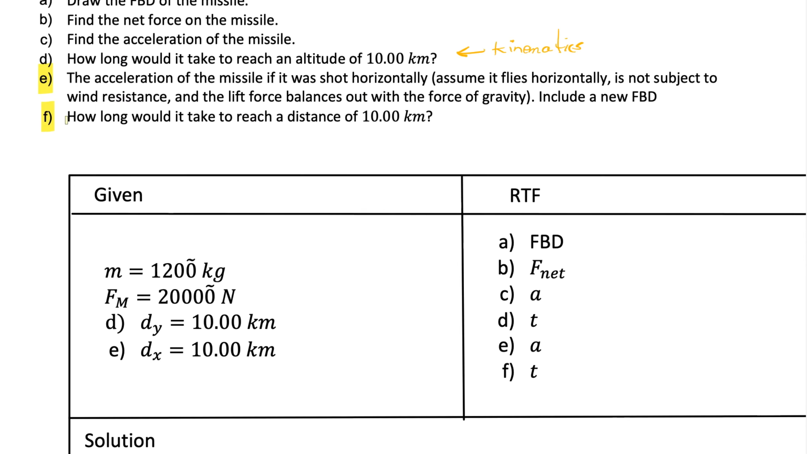In part E and F, the dynamics change. We're asked to find the acceleration of the missile now if it was shot horizontally. And we're going to assume that it flies horizontally and is not subject to wind resistance. Obviously ridiculous. And that the lift force balances out with the force of gravity. We haven't talked about lift yet, but lift is what wings produce. That's why planes have wings, is to use the air pressure for flight.